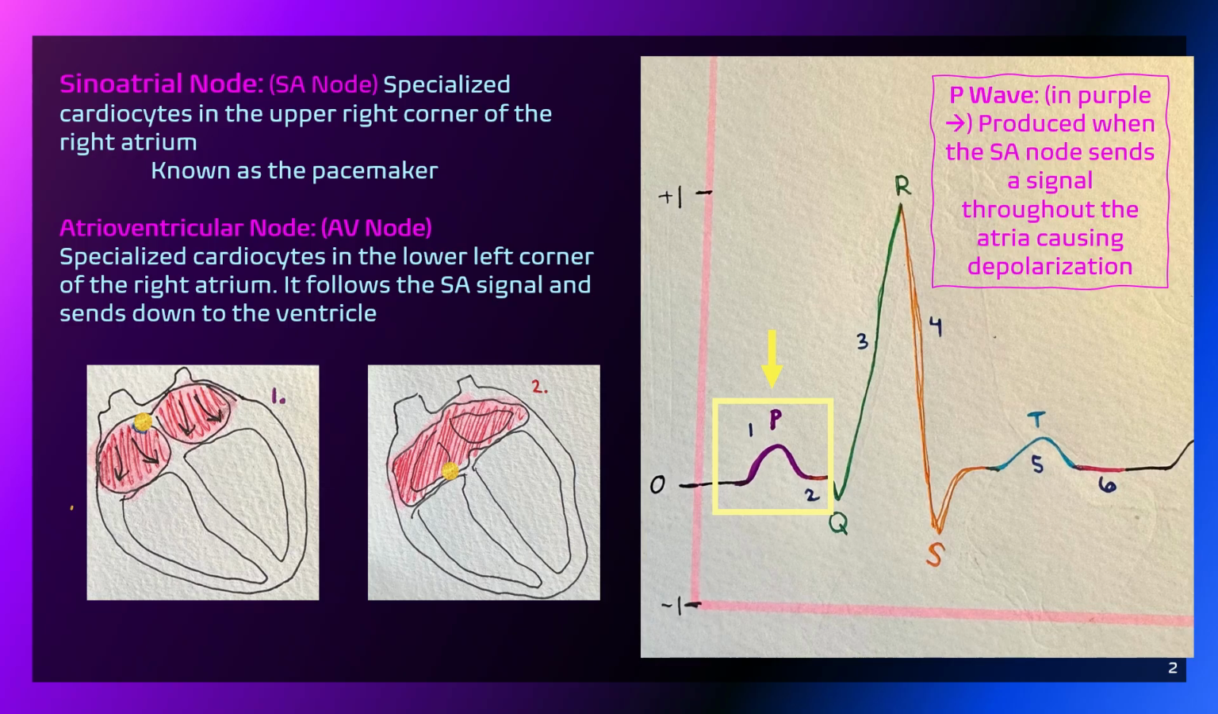So on the right, this is a full graph of the heartbeat. These are set apart in parts. The P wave is basically when that SA node sends that signal throughout the atria. This causes that depolarization, that little bump.